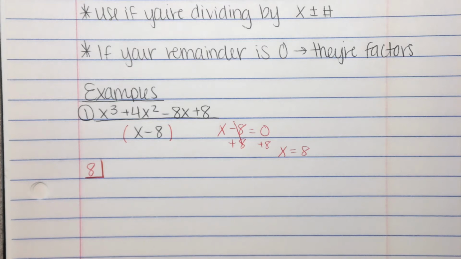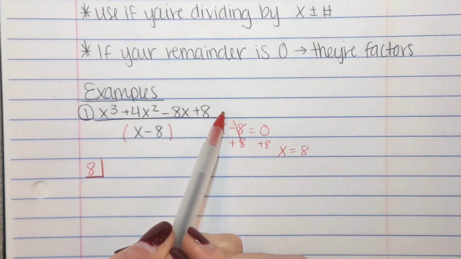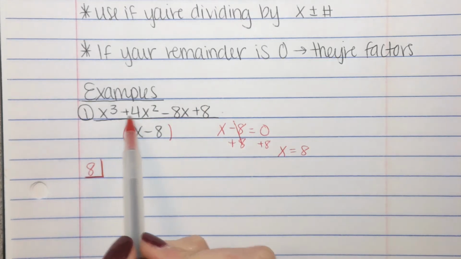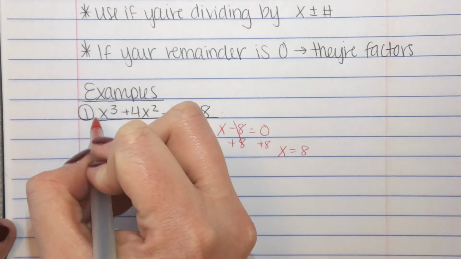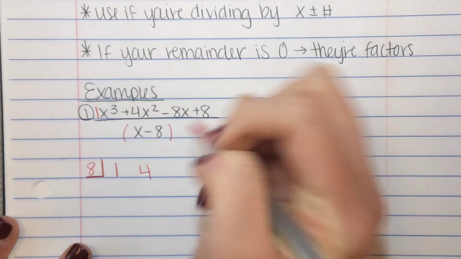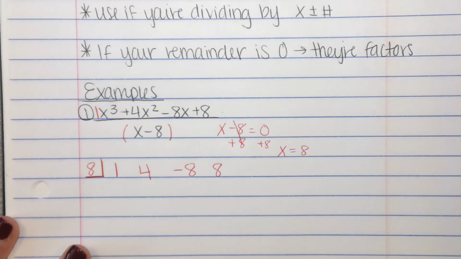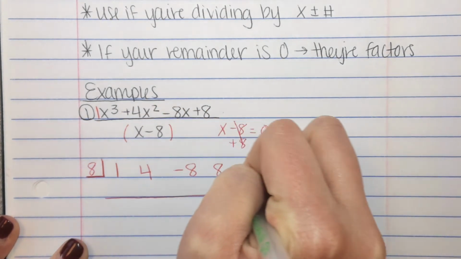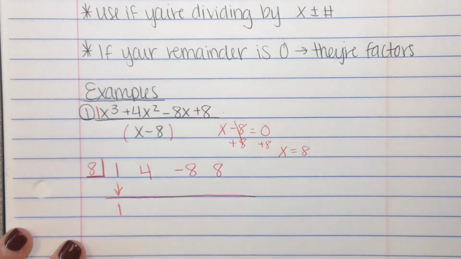Now we need the coefficients from our polynomial. The first thing I want to do is make sure that I'm in standard form, and I have all of the terms. So 3, 2, 1, 0. I'm good to go. If you're missing a term, you have to use 0 as a placeholder, just like before. All right, so this coefficient is 1. Then I have positive 4, negative 8, and positive 8. Okay, I'm going to skip a line and draw a nice little line there. You bring your first coefficient down every time.